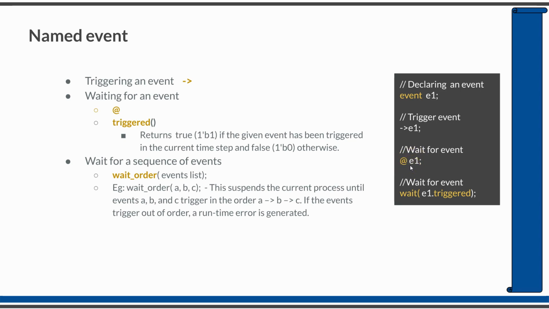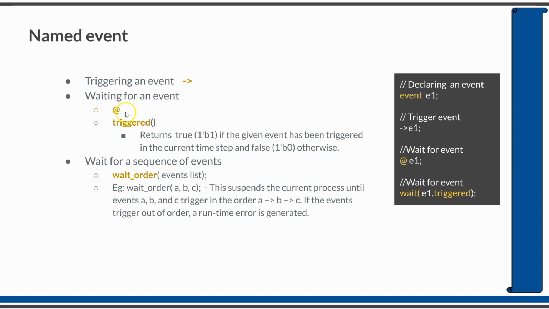Typically this can be used in a task which is spawned from the main task. The main task could trigger the event at some logical point in simulation time, and another subtask or forked task can wait for this event to happen or get triggered. And this is how you use named events in SystemVerilog, by declaring them, triggering them appropriately, and waiting for them in some other subtasks.